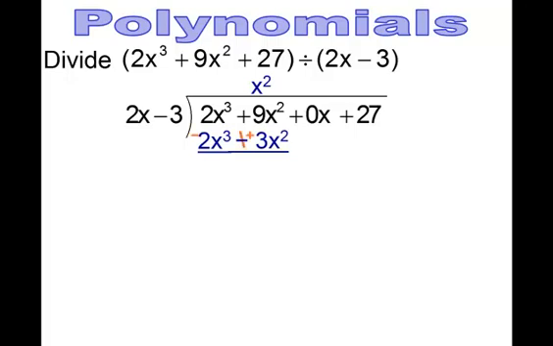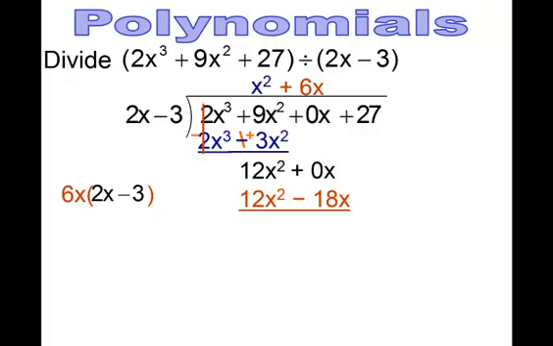Don't forget to change the signs. It's subtraction, so you have to change the signs. The first piece is going to cancel out. You're left with 12x squared, and you're bringing down the plus 0x. And then I'm multiplying by 6x to get that 12x squared.